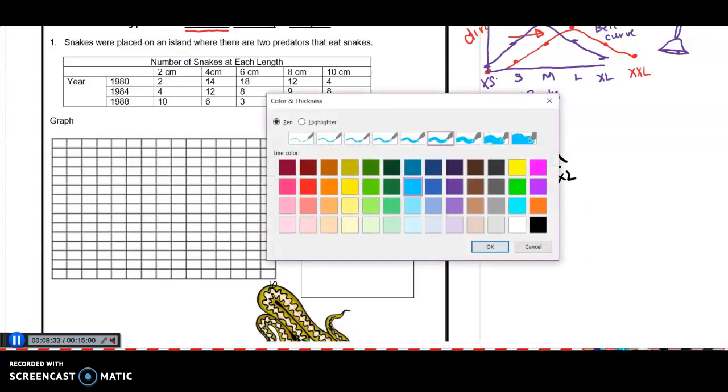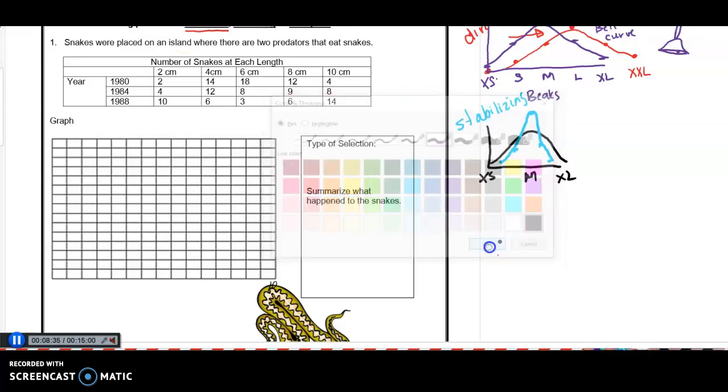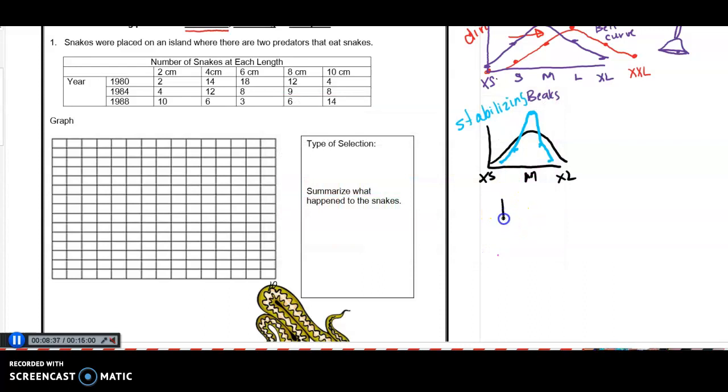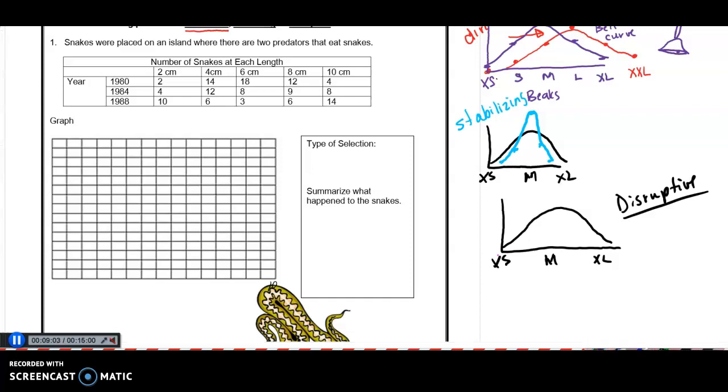And then the last type of shift, really quick, I'll draw another graph. The last type of shift is known as disruptive. If you think of the word disruptive, you're disrupting it. And so here's my normal bell curve. That's how they're distributed.